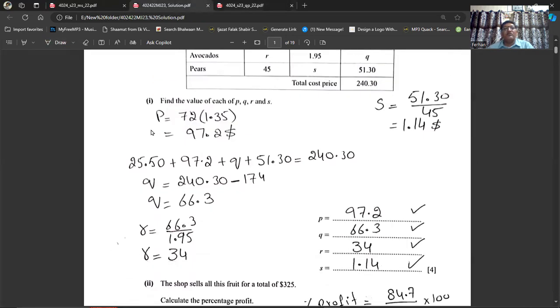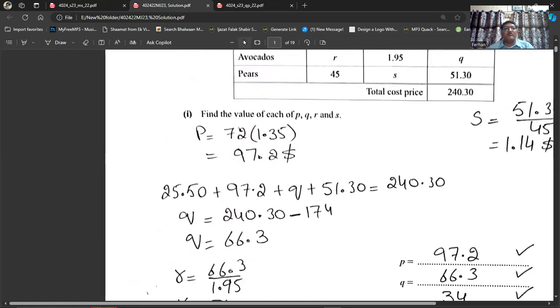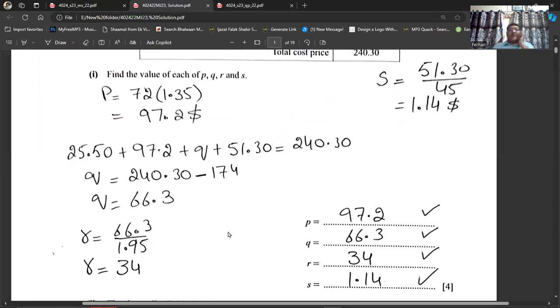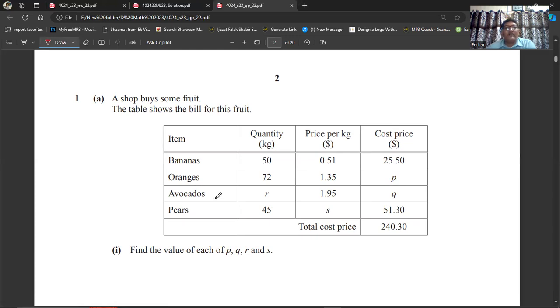So P will be equal to 72 multiplied by 1.35, and that will be $97.2. So we now know the value of P. The value of S, we can find that. We know the total cost price for the pears is $51.30, and they have bought 45 kg of the pears. What is the price of 1 kg? Just divide the total cost by the kgs, and you will get the price per kg.